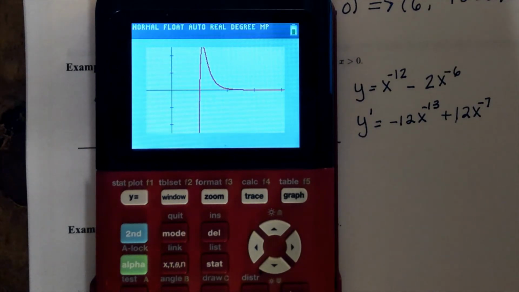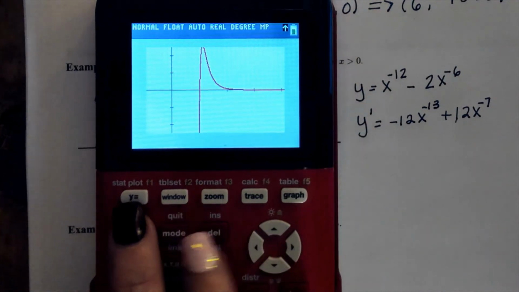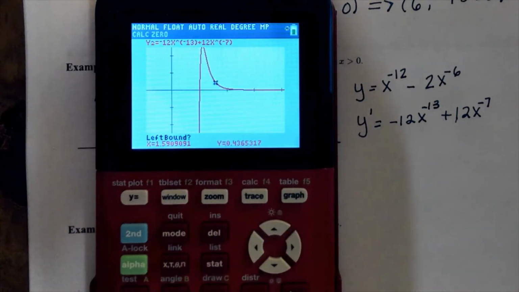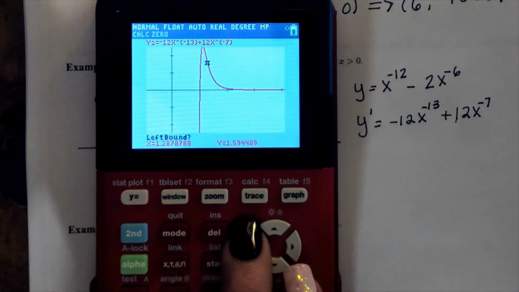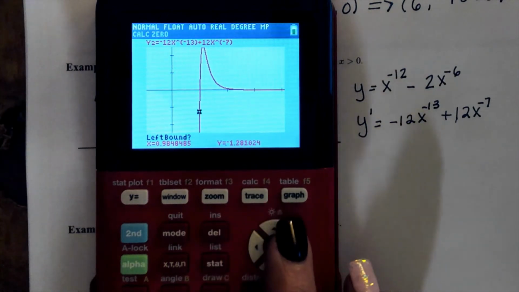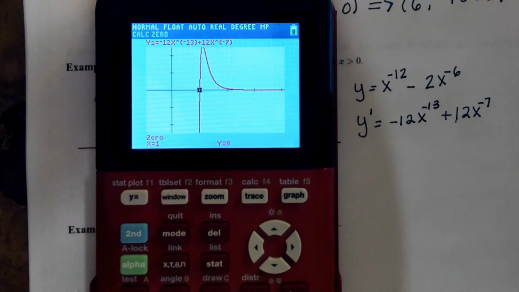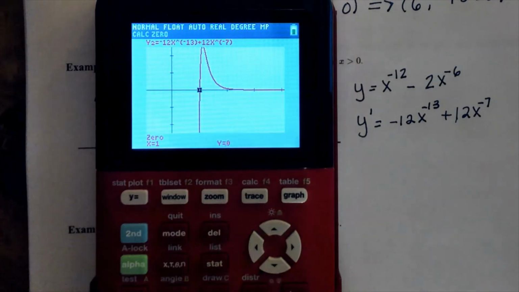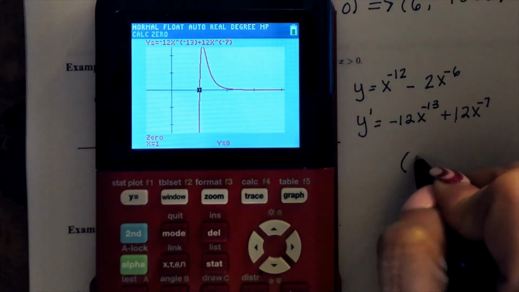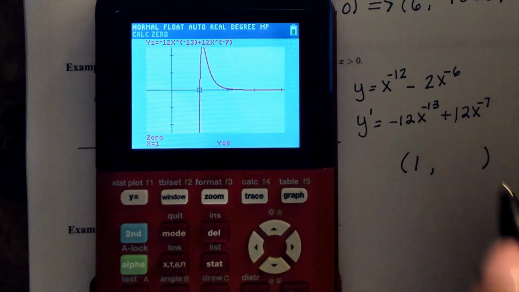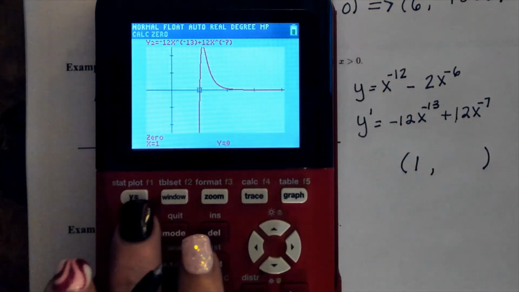So remember, the zeros are where you have a turning point. So second, calculate the zero. Let me get on the other side. Oh, okay, get below it. Get above it. Oh, look, it's at 1, 0. So that means at the ordered pair 1 something, my graph has a turning point.